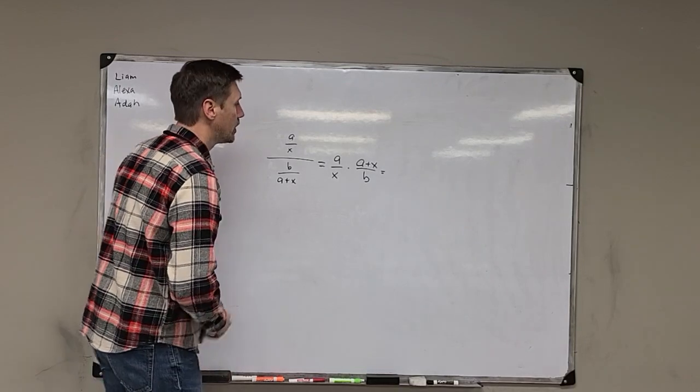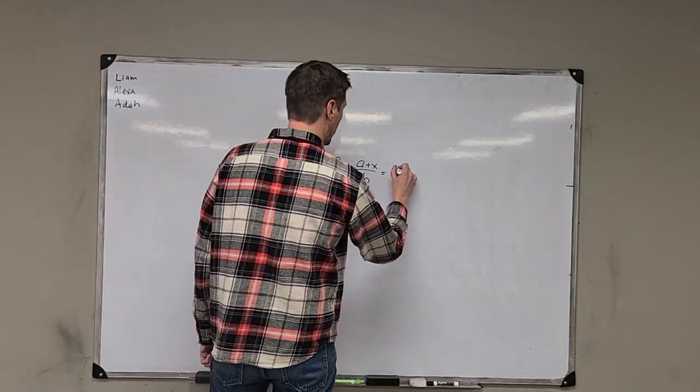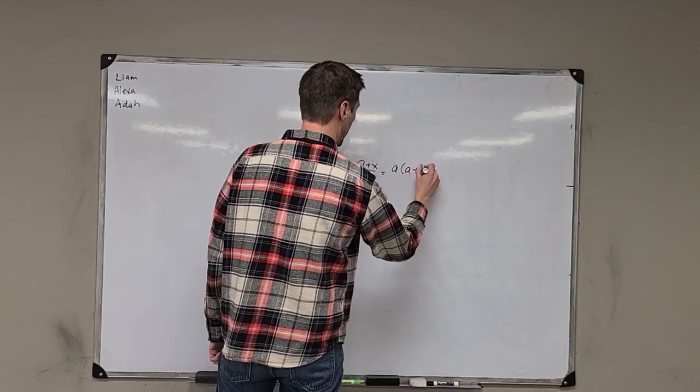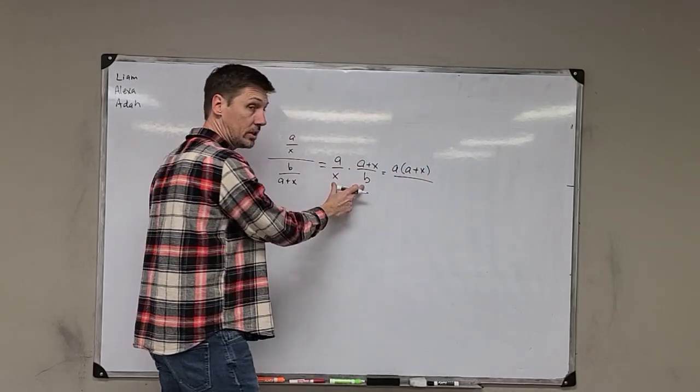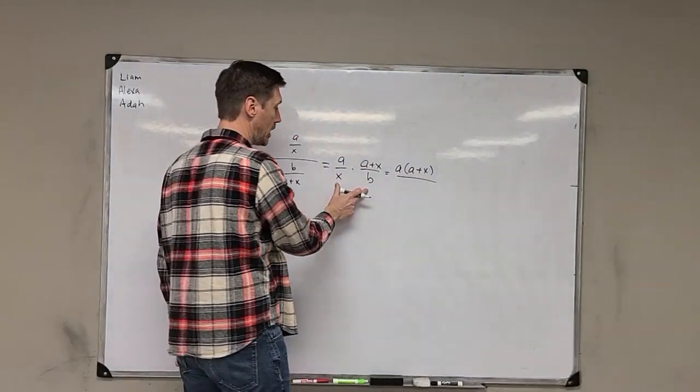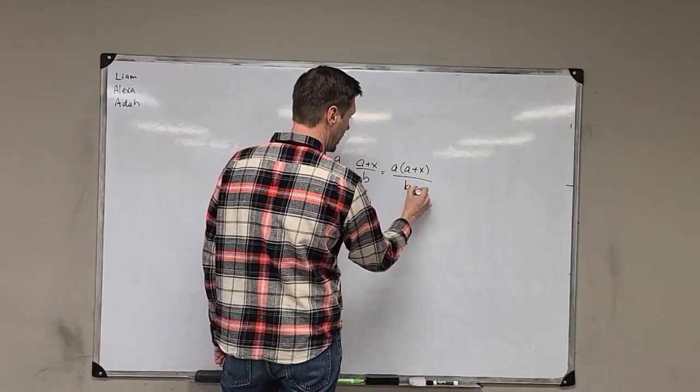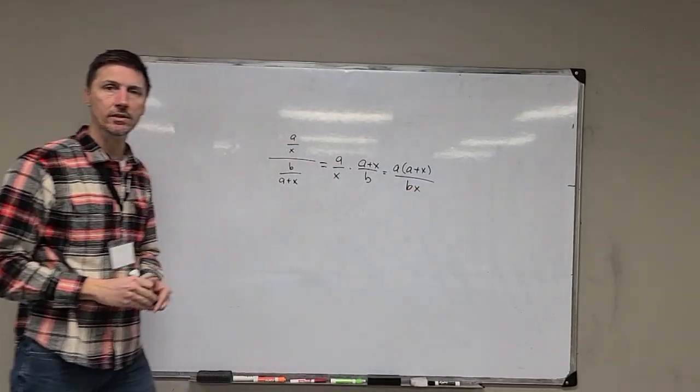All right. So what we're going to have to do is we're going to have to multiply A times A plus X. And on the bottom, we can just go ahead and put these side by side because it's just X times B, which we're going to rewrite in alphabetical order as BX.